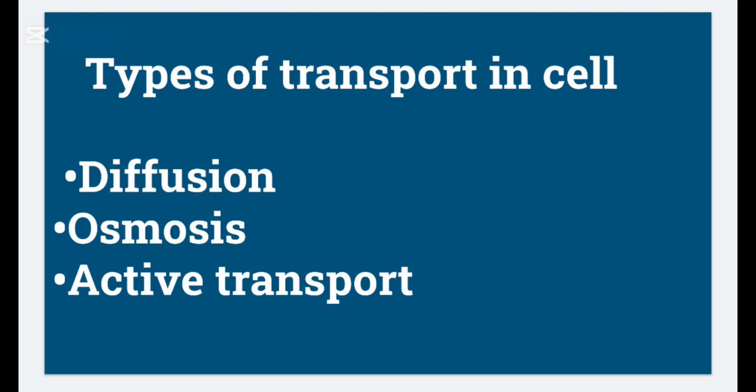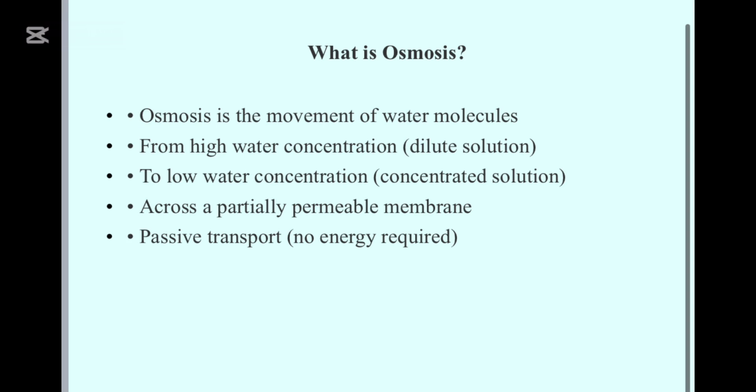Now, what is osmosis? What comes to your mind when you hear the word osmosis? You should know that osmosis is the movement of water molecules from a region of higher concentration to a region of lower concentration through a semi-permeable membrane. Or we can also say that osmosis is the movement of water molecules from higher water concentration, which is in a dilute solution, to a lower water concentration, which is a concentrated solution, across a partially permeable membrane. And it is passive. Being passive means that it does not require energy.